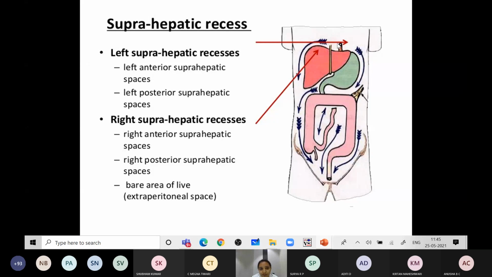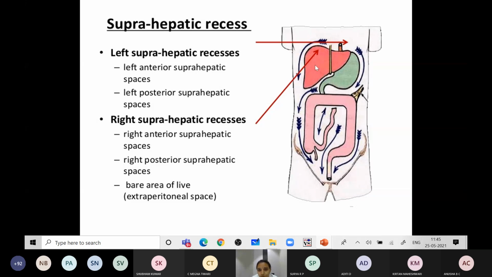The suprahepatic recess or the spaces. Suprahepatic, that is above the liver and beneath the diaphragm. These recesses may be called subphrenic spaces. You have to remember one terminology, either suprahepatic or subphrenic. So I am explaining as suprahepatic.